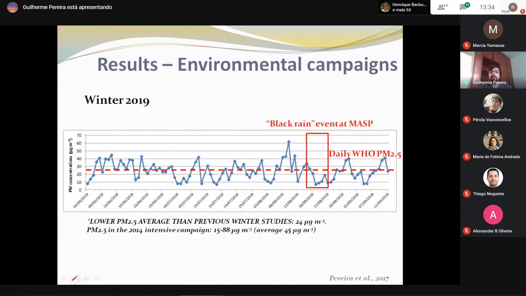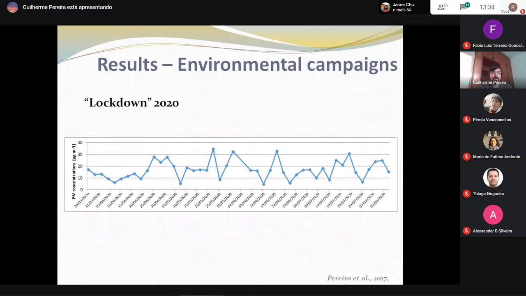Here, there was a black rain event at the Metropolitan Area during this day. And it will be interesting when we have the chemical composition of the filters in those days. We have already analyzed those rainwater samples. It's another study. Well, and here there are results for PM2.5 during the lockdown.